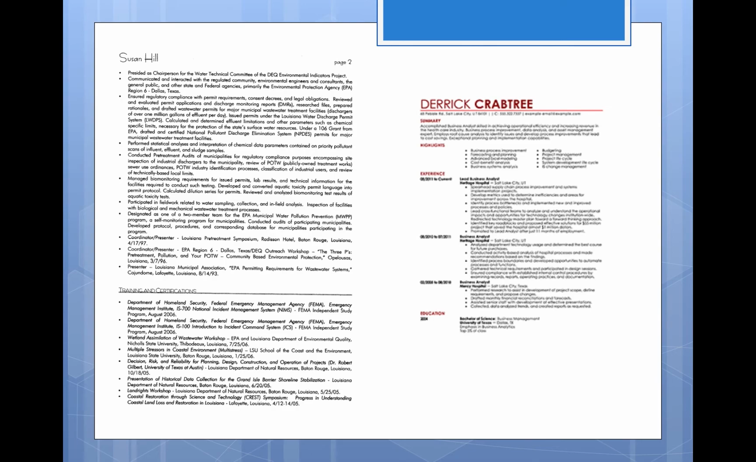Now, outside of the scope of this class, think about that in a professional setting if you are trying to apply to your dream job. We wouldn't want to apply with the resume on the left, right? We would want something that looks like the resume on the right.